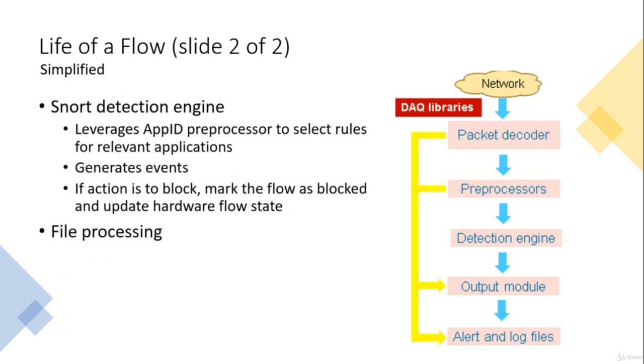Then the Snort detection engine comes into play and selects the appropriate rules in light of the information received from the preprocessor in the previous step. And finally, the file is processed. The action is taken on it to allow or block, or any other rule that has been set for that particular kind of file.